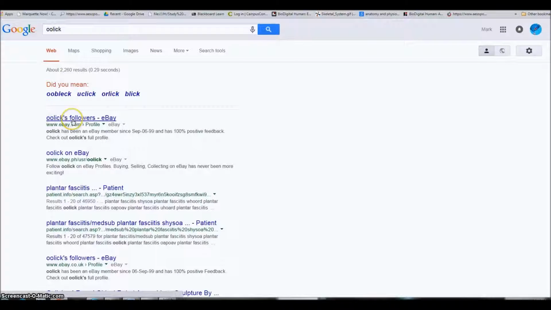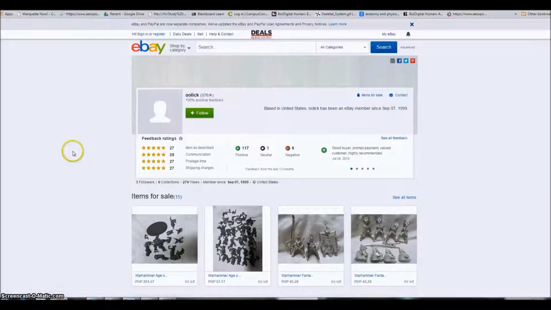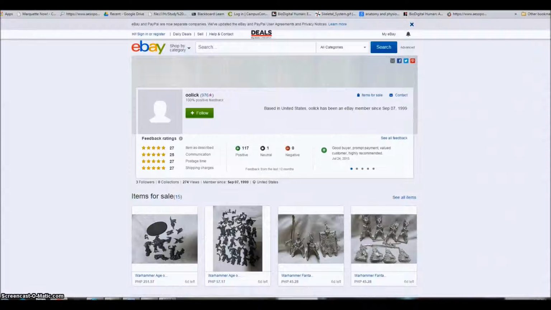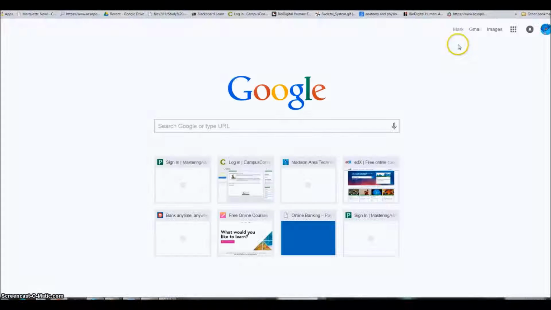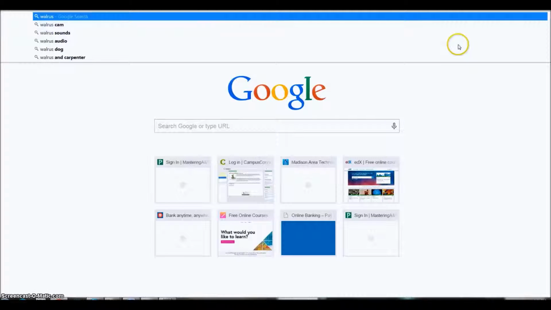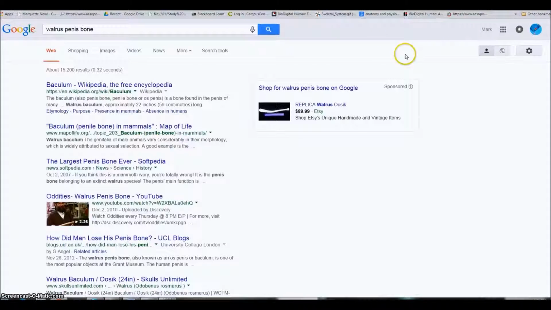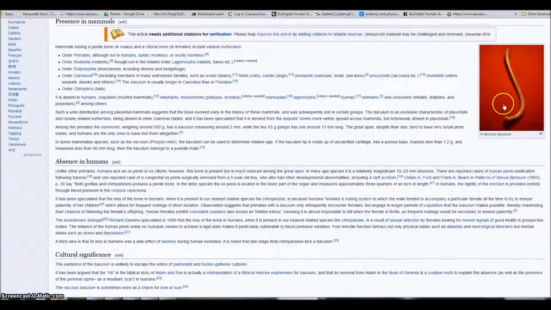Huh. Wrong thing. I'll do it another way. Walrus penis bone. Baculum, walrus baculum. Okay, there's a picture right here. That's a dog. There's a raccoon right here.